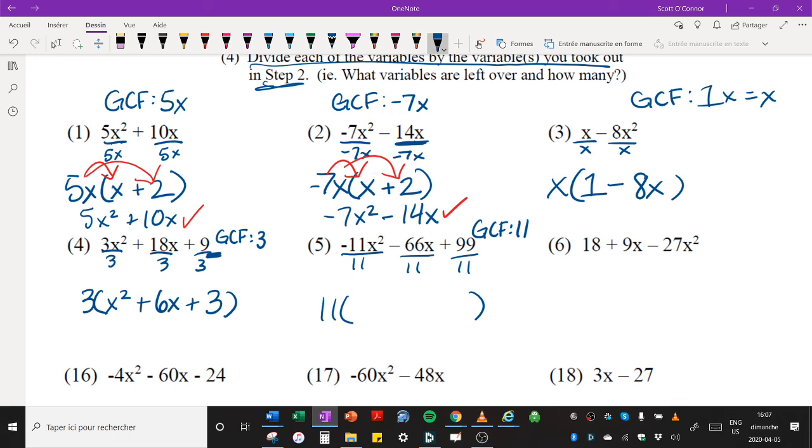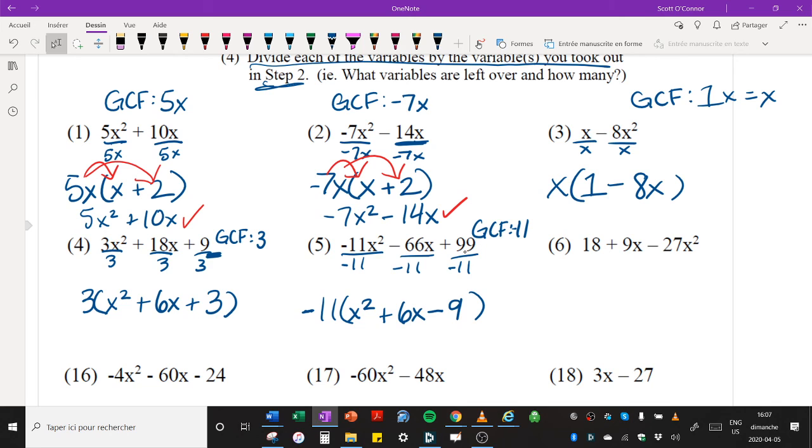Negative 11x squared divided by 11, and that gives me, actually, I'm going to make the greatest common factor we can make here negative 11x. Okay, and so if we divide everything by negative 11, there you go, then we get x squared here. And then here we get 6x. And that's right, it should be positive. Negative divided by negative is positive. Positive divided by negative, though, is negative. And so here I'm going to get negative 9. 99 divided by negative 11.